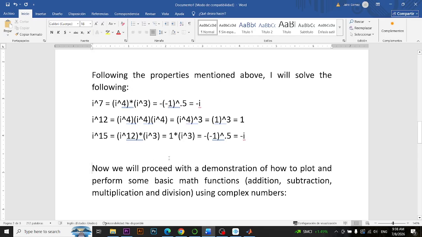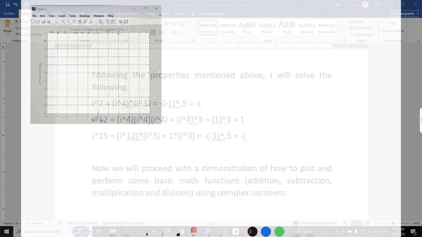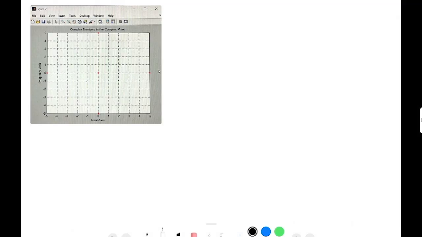Now we will proceed with a demonstration of how to plot and perform some basic math functions, which include addition, subtraction, multiplication, and division using complex numbers. For this demonstration, we will start with addition, then subtraction, then multiplication, and finally division. So let's name some points just so we have an idea of the real and complex plane, how they work. So we have A, which is 1 plus 1i, and B equals 2 plus 2i.